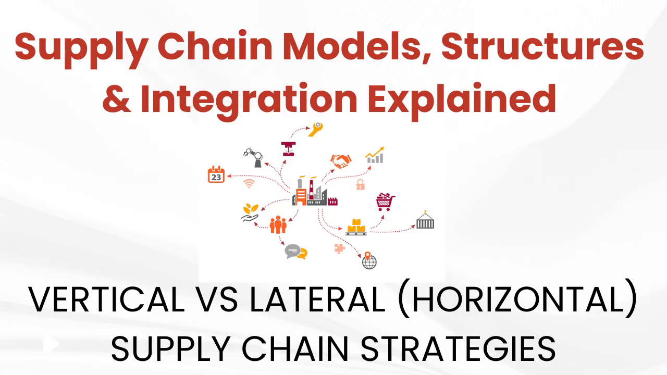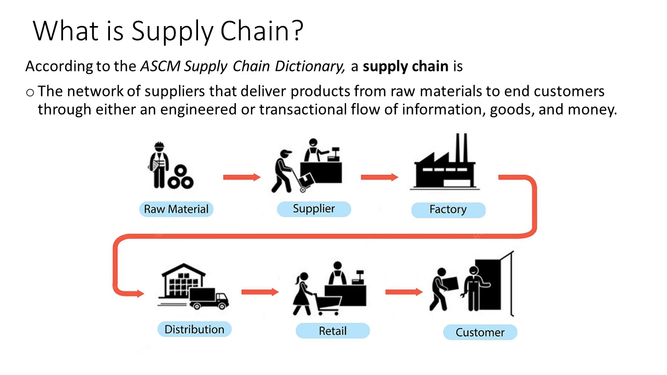Okay, let's unpack this then. Before we get into the big strategies, we need that common language. How should we think about the fundamental network part of a supply chain? Well, our sources define it quite nicely, actually. They say it's the network of suppliers that deliver products from raw materials to end customers through either an engineered or transactional flow of information, goods, and money. Okay. The key thing there, I think, is that it's both a network of companies and a series of linked processes. It's not just who, it's also how.